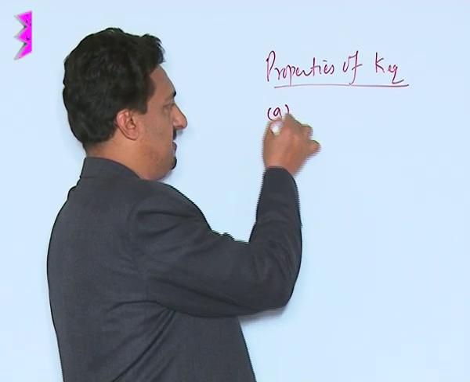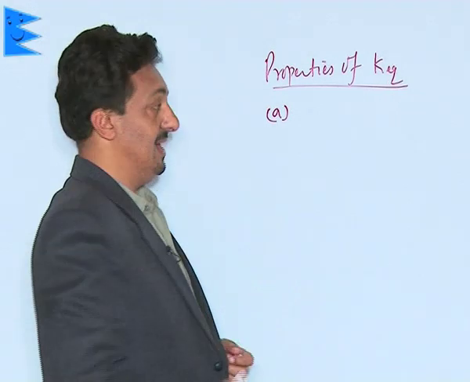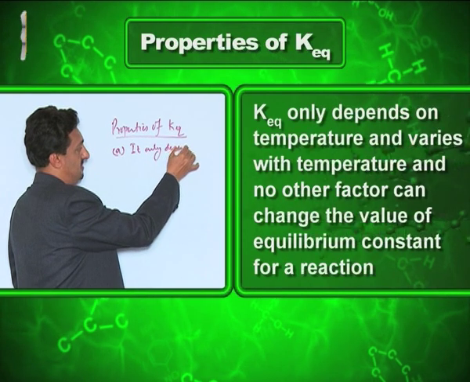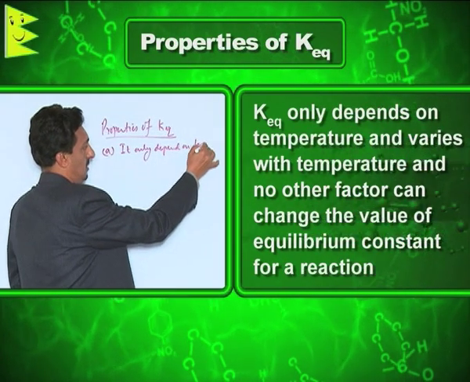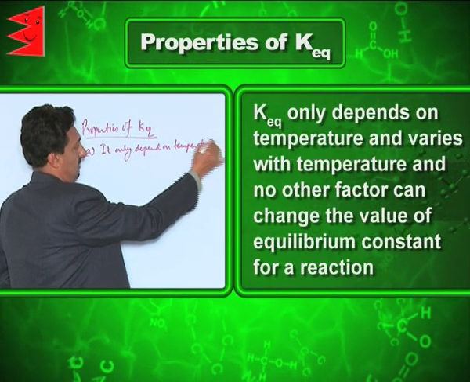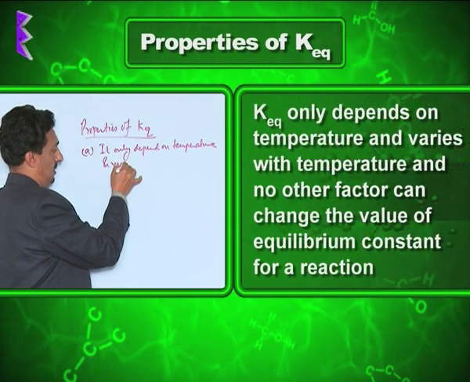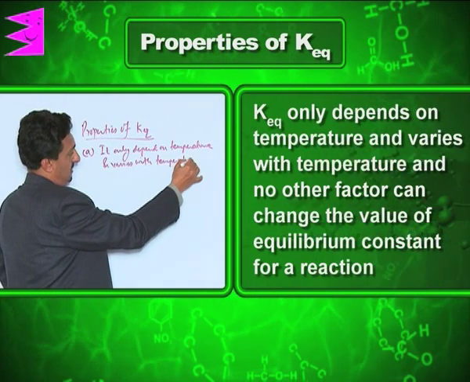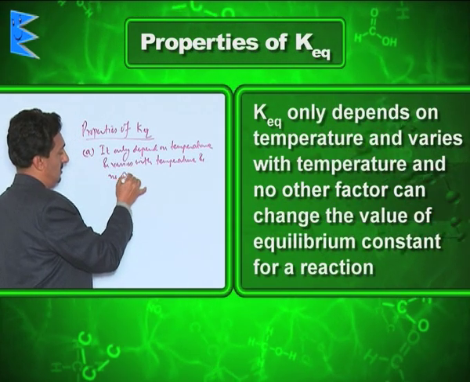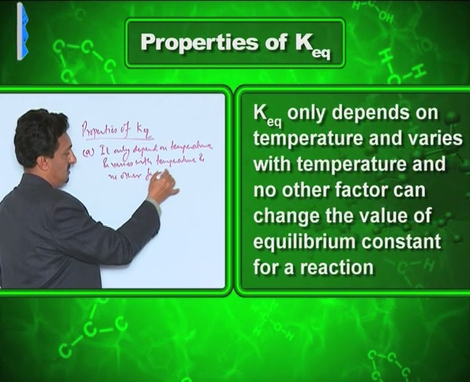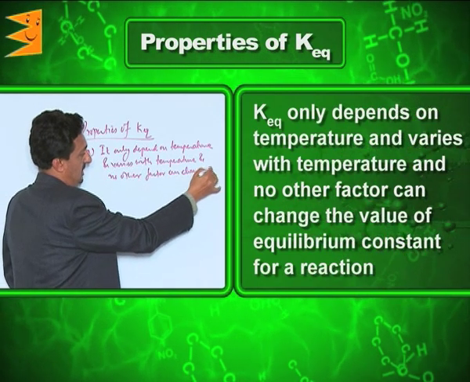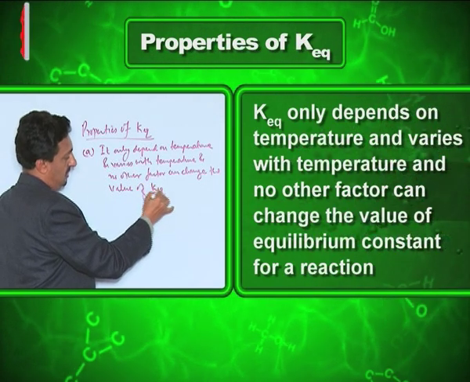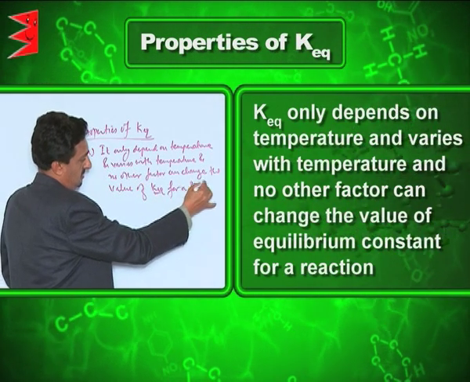The first property of the constant, you must know, is that it only depends on temperature and varies with temperature, and no other factor can change the value of the equilibrium constant for a reaction.